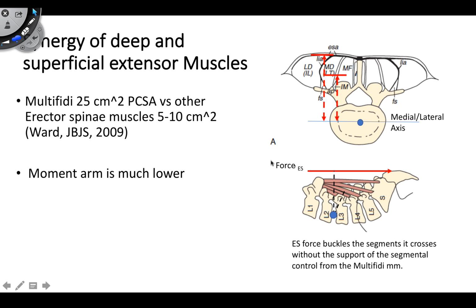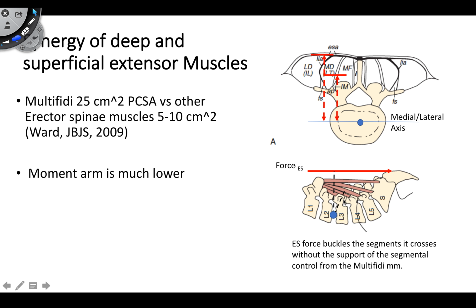Now, during the transition from forward bending to upright, once we hit a certain point, we want to come out of that flexed position and move into this extended position. In order to do that, it's important to have both superficial and deep muscles contracting. The reason is that the long extensors of the back, the iliocostalis and longissimus thoracis, span several segments, and the tendency when they contract is to bend at some random point throughout the spine.